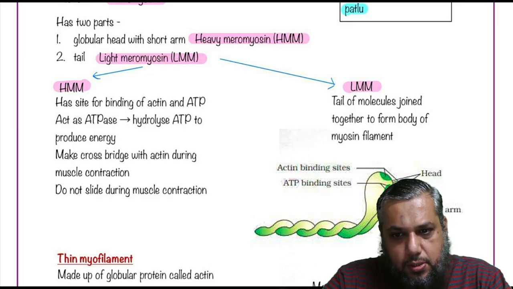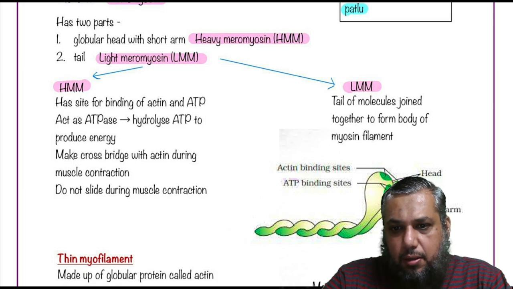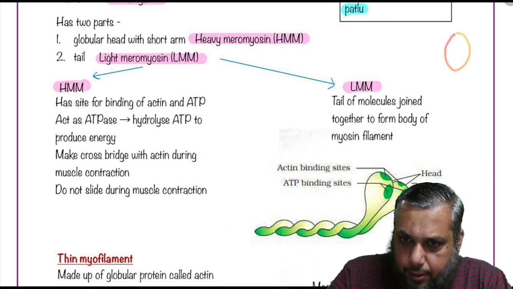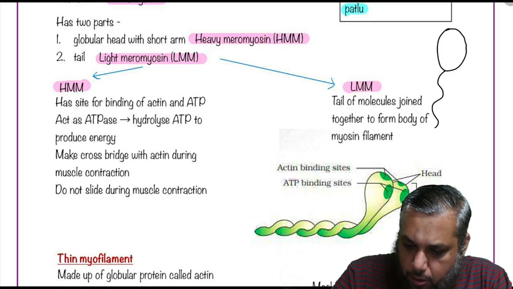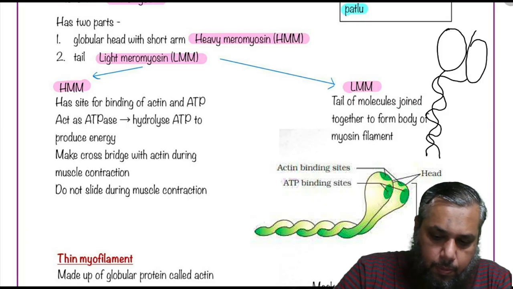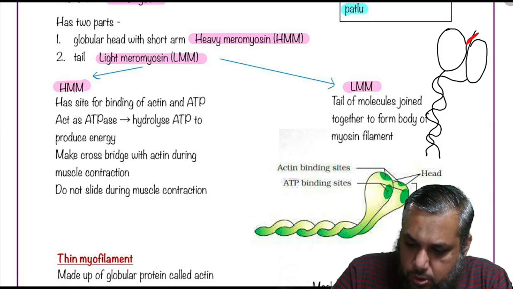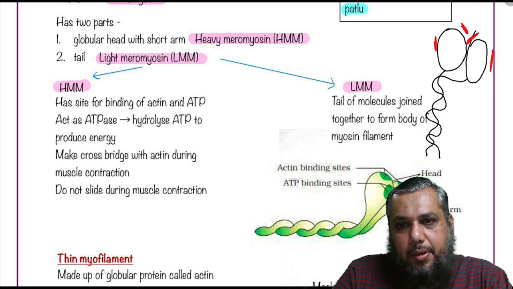कितने polypeptide chains है? 6. उसमें से 2 heavy chains है और 4 light chain है. एक heavy chain के पास हेड है, ग्लोब्यूलर हेड है और टेल है. ऐसे एक ग्लोब्यूलर हेड और एक टेल, एक और ग्लोब्यूलर हेड और एक टेल मिलके हो गया आपके 2 हेवी चेन्स. और एक हेड के पास 2 लाइट चेन्स आ गई. तो टोटल लाइट चेन्स कितनी आ गई? 4. इसलिए मैंने कहा 6 पॉलीपेप्टाइड चेन्स है, जिसमें से 2 of them are heavy and 4 of them are light.